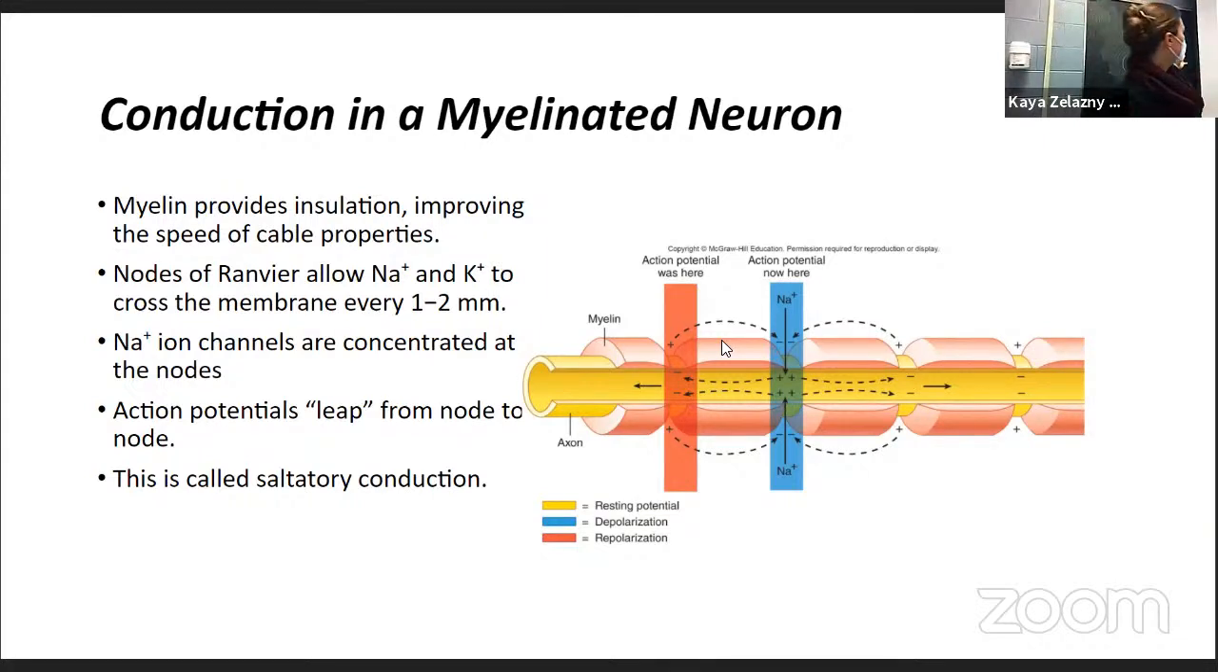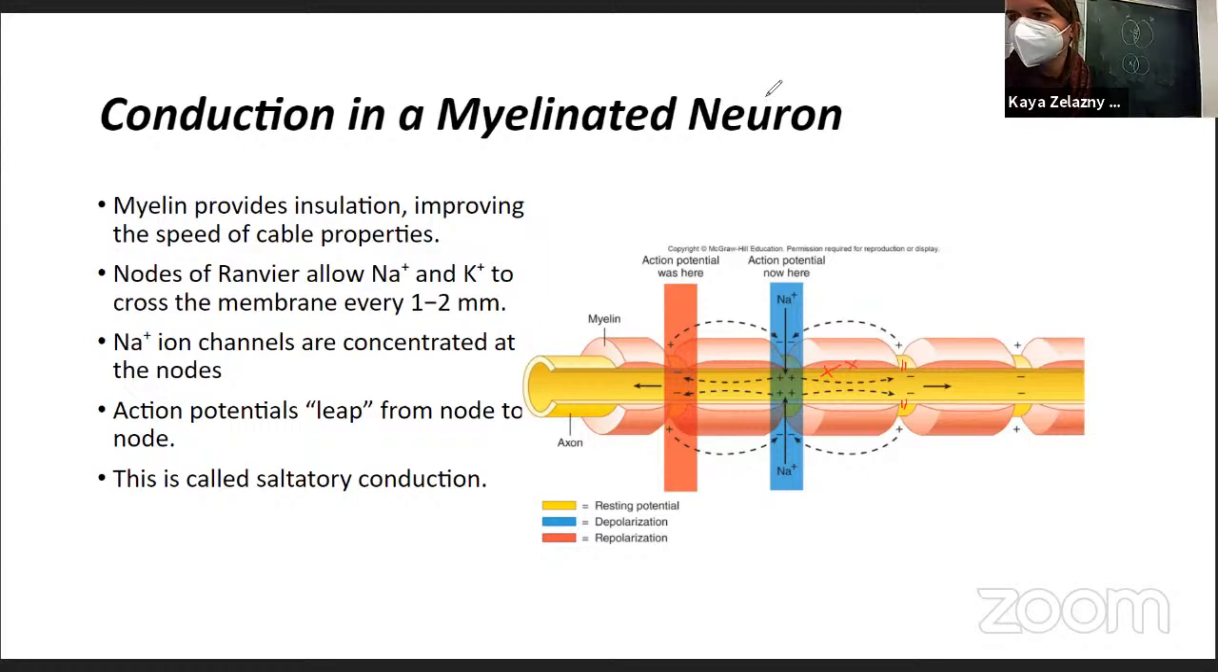So this means that our sodium channels are going to be concentrated in those nodes. Right, so I'm going to draw on these ones that aren't highlighted. But we'd expect to see a bunch of sodium channels here. But since we don't have to let any sodium come in these myelinated portions, we wouldn't see them like this.